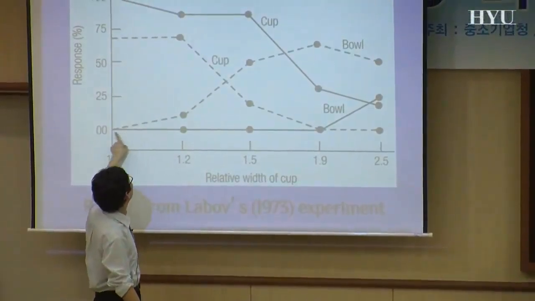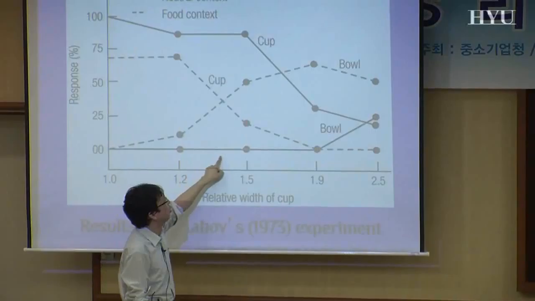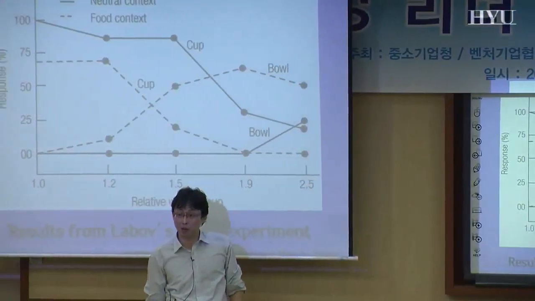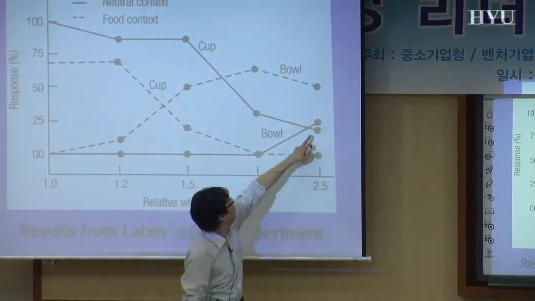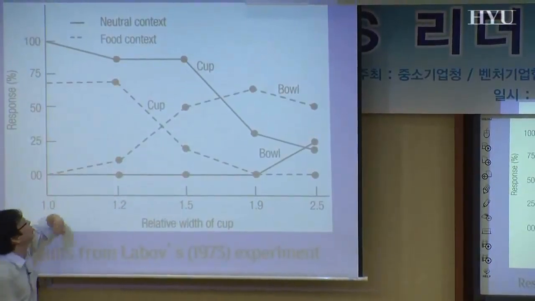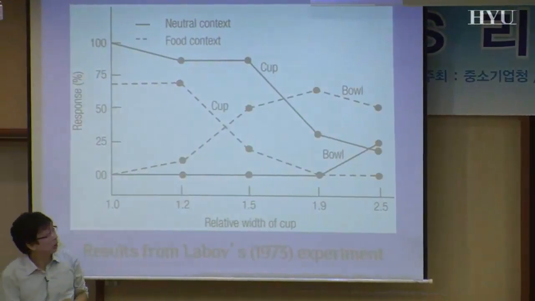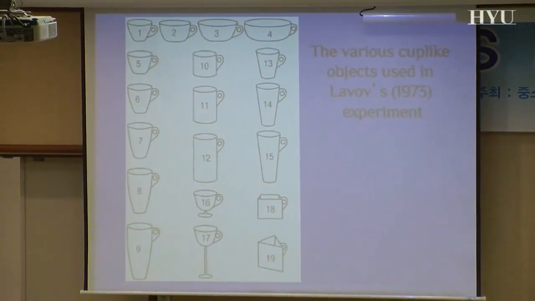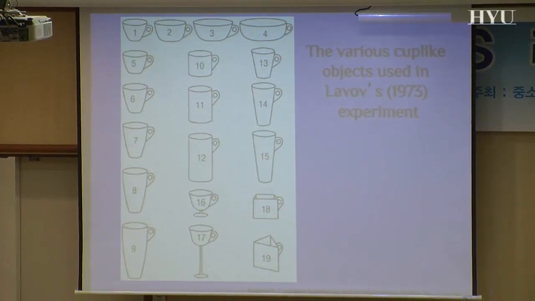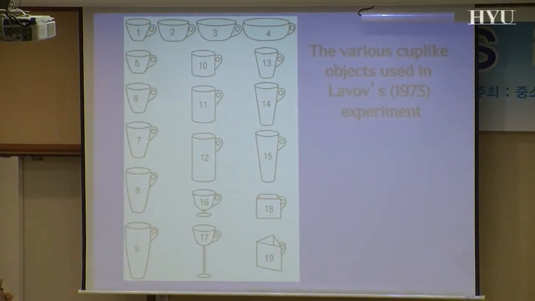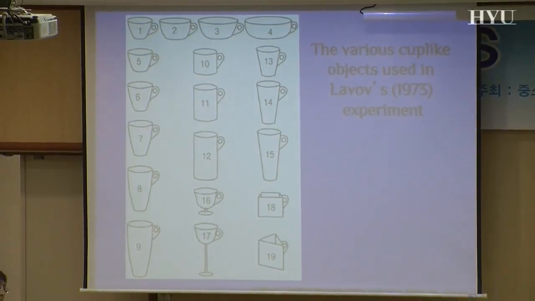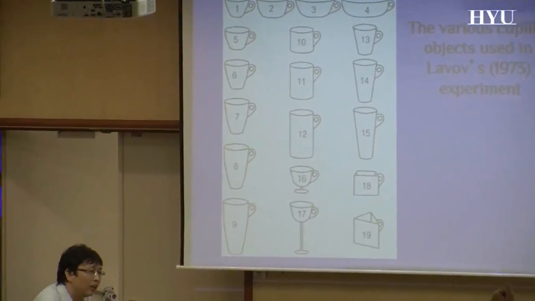Many of us say no one called this one a bowl, but when they're getting bigger, such as 2.5 relative size, many people will say this one is a bowl. Likewise, in the previous example, many people will say number 4 looks like a bowl. Number 1 is definitely a cup. So using this experiment, Labov identified that we have some schema to define the knowledge.